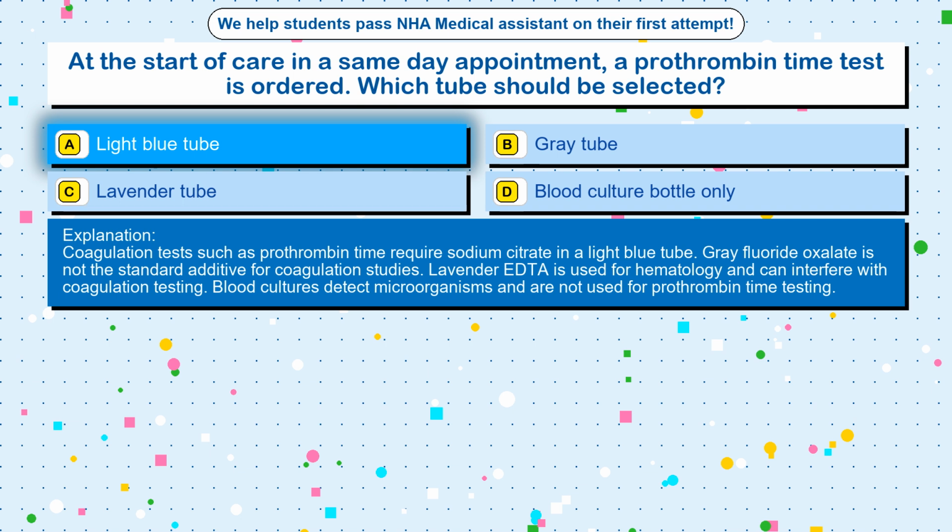Gray fluoride oxalate is not the standard additive for coagulation studies. Lavender EDTA is used for hematology and can interfere with coagulation testing. Blood cultures detect microorganisms and are not used for prothrombin time testing.